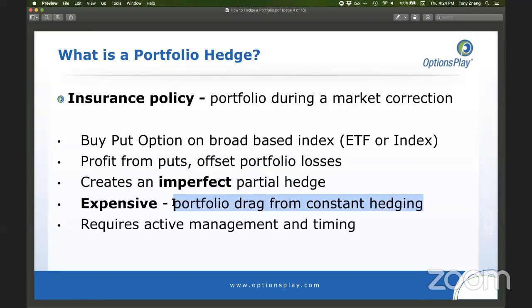The answer is the fact that it's so expensive that if you simply bought insurance all the time, you would constantly underperform the market. So that's why it's something that you really have to time based on when you feel the markets are going to correct, and it does require active management and timing. So again, this is part of the reason why portfolio hedges is not for everyone, but it is for specific scenarios. So today we're here to explore what those scenarios are so that you are implementing them correctly.